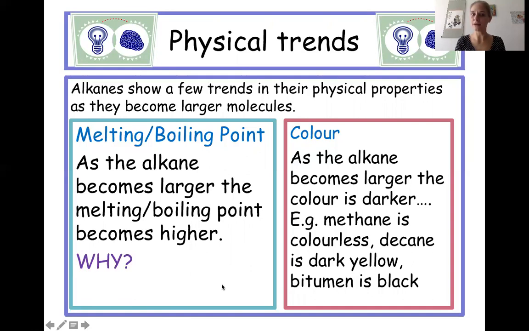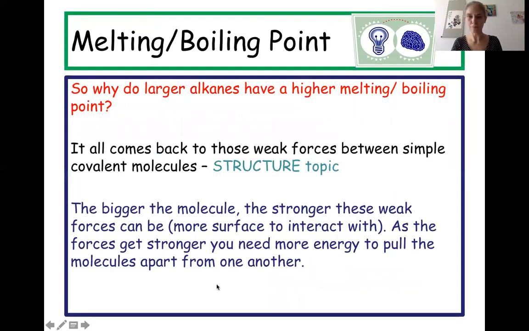So now, why does the melting point and boiling point get higher? It all comes back to our structures topic, guys, so you've got to revise all the topics. And it all relates to those weak forces between your simple covalent molecules. So alkanes, guys, are simple covalent molecules because we can draw our covalent bonding diagrams. You can do the overlap. You did draw them when you did bonding back in year 9. So going back to our structures topic, the bigger the molecule is, the stronger these weak forces can be.